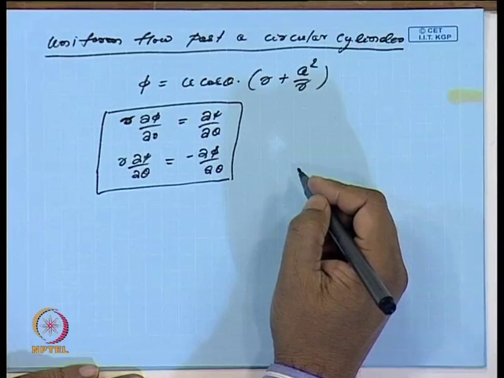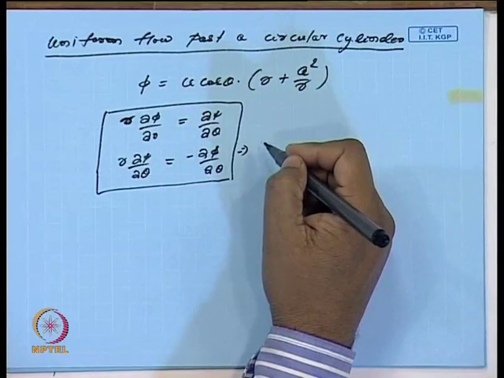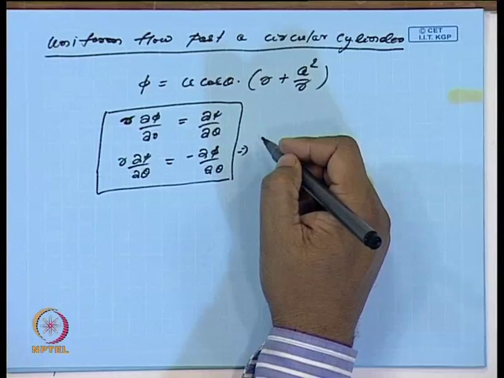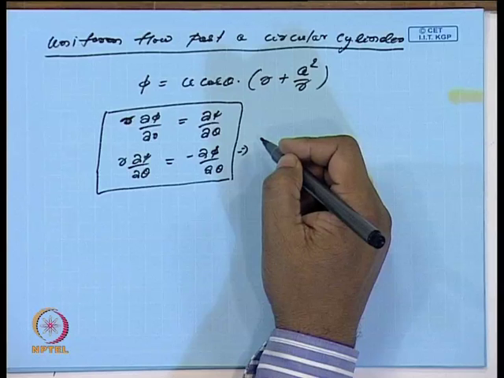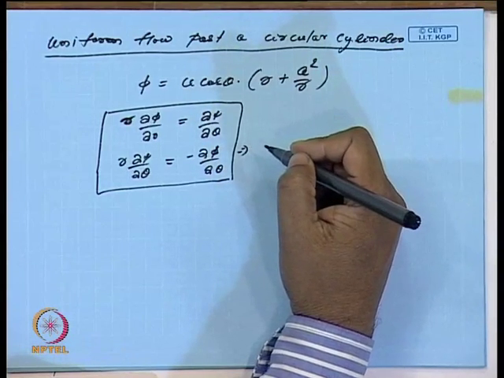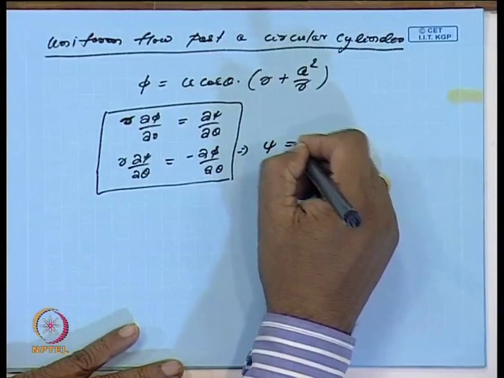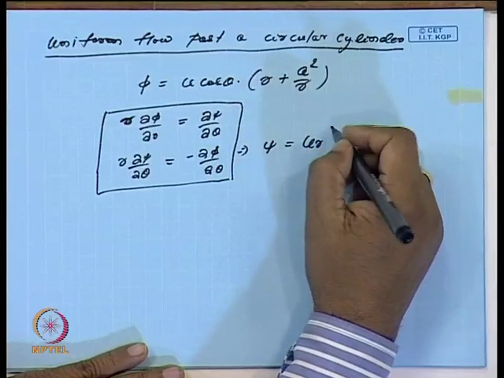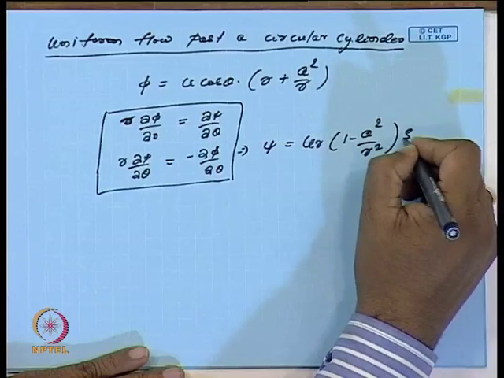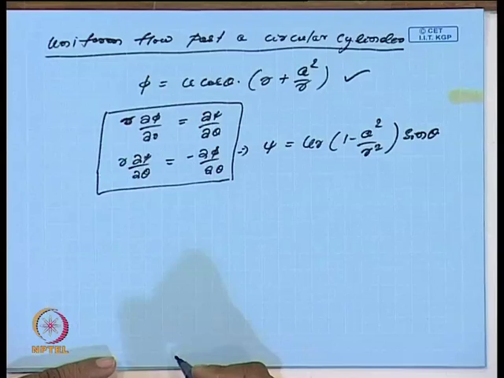So, by using these characteristics, we will get our psi. I am not going into the detail. This is u r (1 minus a square by r square) sin theta. Given a phi, we can get this. Now, what will happen?